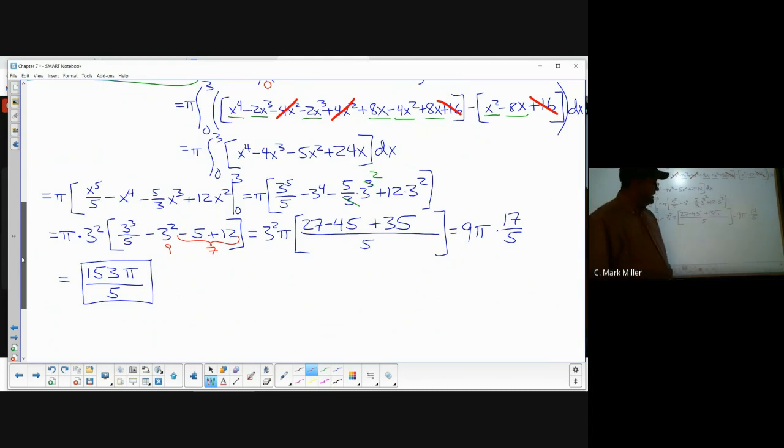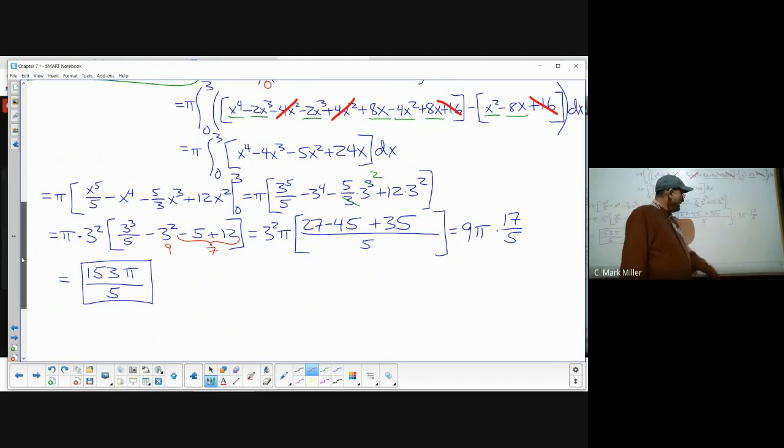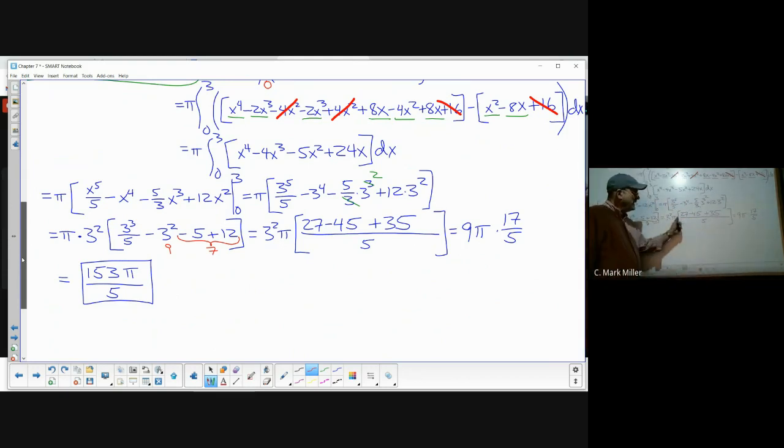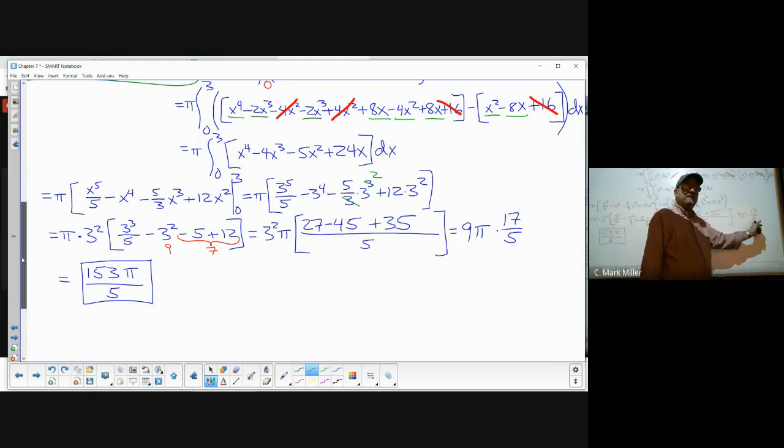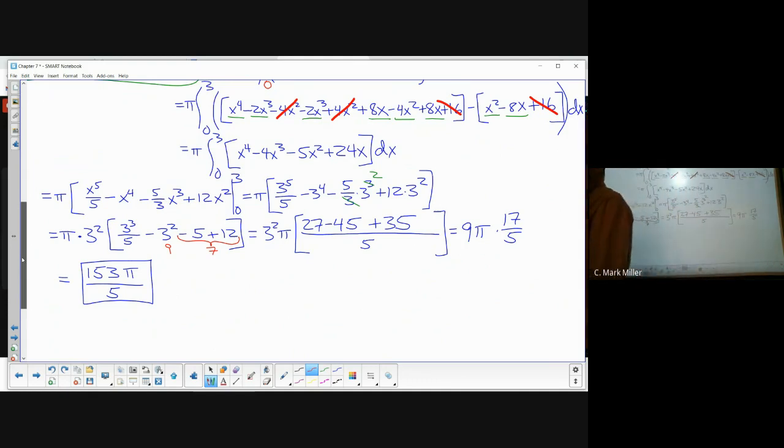And then 9 times pi, that was on the outside. All that in the brackets boiled down to 17/5. 9 times 17, multiplied however you want. I showed you how I think of that. 9 times anything, I do 10 times anything, and then subtract 1 of the thing. That's how I do 9 times anything. That gives you 153 pi over 5. Right? All right, what's your method?